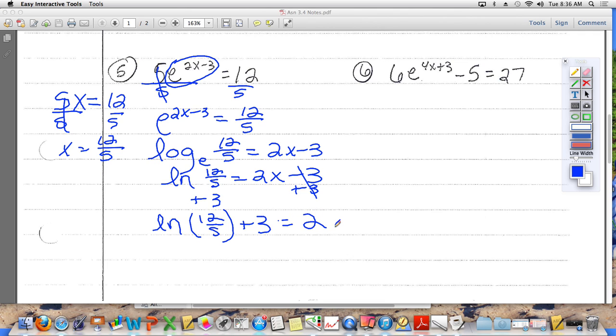That's equal to 2x. I don't want 2x, I only want x. So what do I do to figure out what x is? Divide by 2. I divide this side by 2, which means I have to divide by 2 on the left too. Sorry, I'm having left and right issues today. So we have the ln of 12 divided by 5, close off your parenthesis, plus 3. Get an answer.